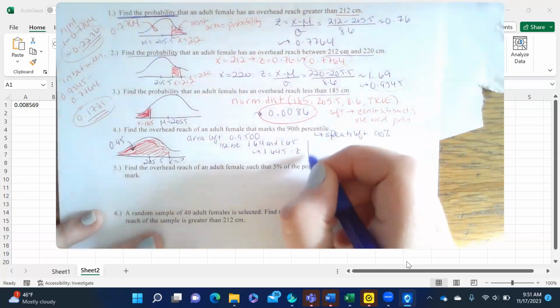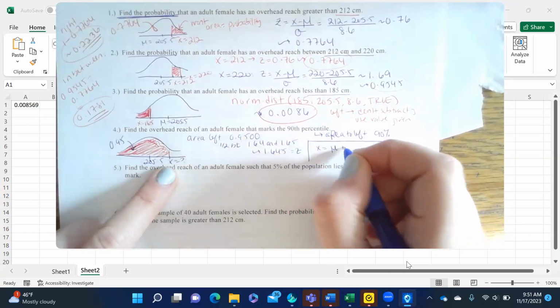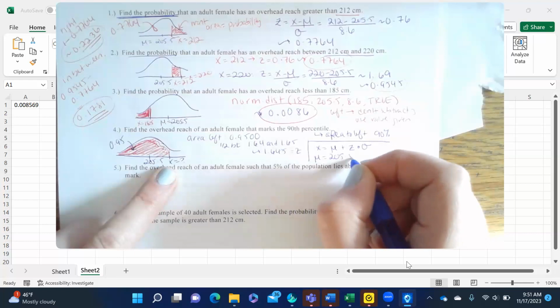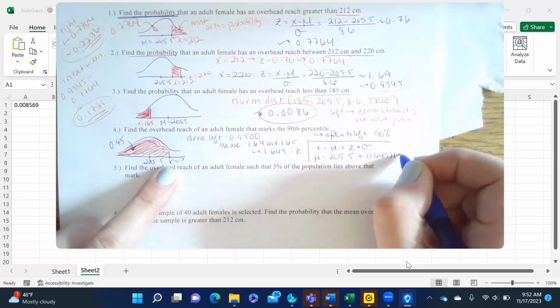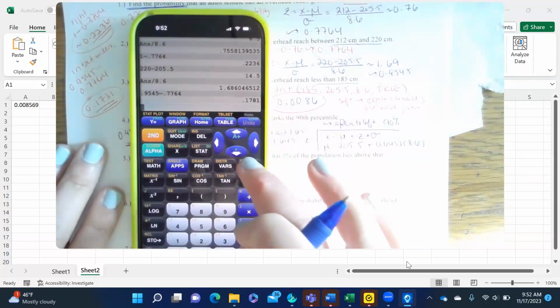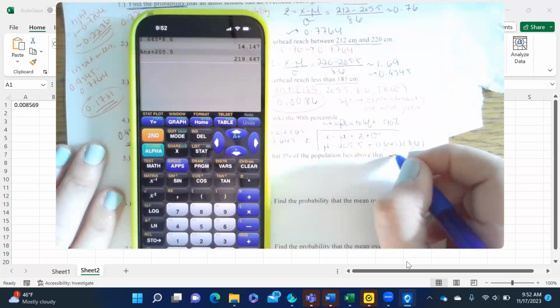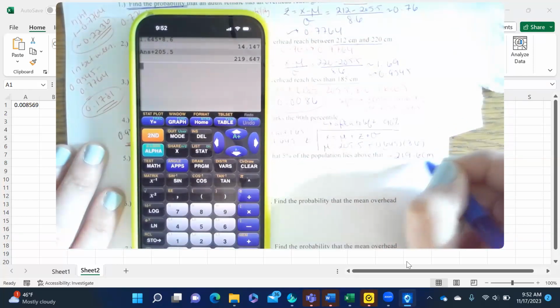Now, because you're using the table, they give you a z-score answer, but you don't want that. You want the x value answer. So what you're going to do is take the mean and add it to the z-score times the standard deviation. Our mean here is 205.5, our z-score was 1.645, and our standard deviation is 8.6. We're just going to use our calculator. Just watch your order of operations. I would do the multiplication first, so 1.645 times 8.6, and then add that to the 205.5. What I get is about 219.6. I'm just going to round to 1 decimal place to be consistent with all the others, 219.6 centimeters.